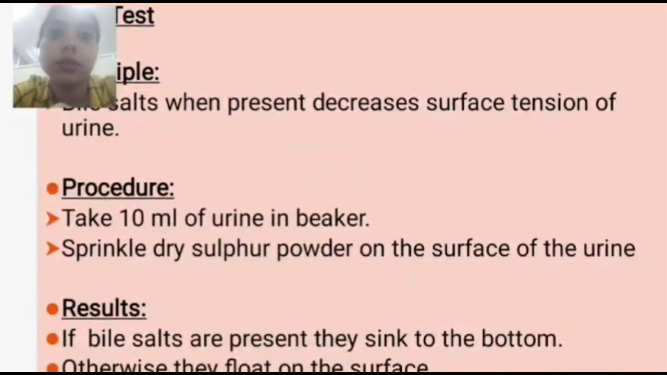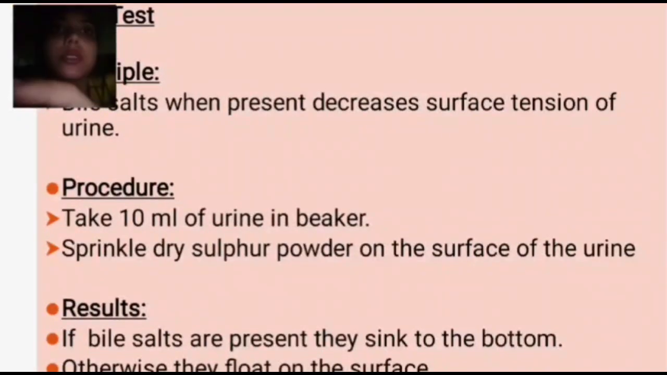So a positive result shows the presence of bile salts, that is, the powder will sink to the bottom, and a negative result would be that the powder remains floating on the surface. That was it for this video.